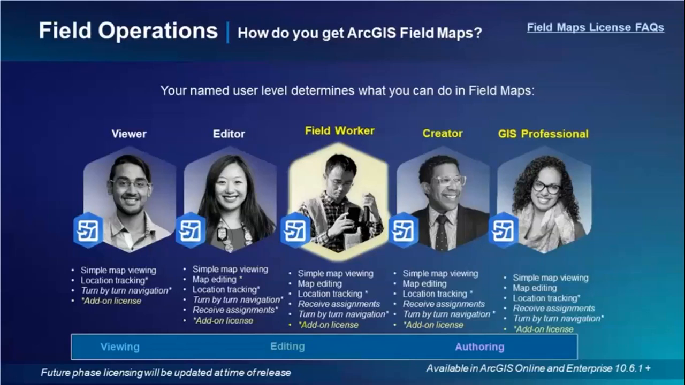Now, what about the location tracking? Well, tracking will remain as an additional license that you can apply to any user type. So if you want a viewer with tracking, you can do that. It's much more cost-effective than having to buy a field worker with a tracking license included. Same with Navigator. It's a separate license. It's an add-on. It can add on to any user type.